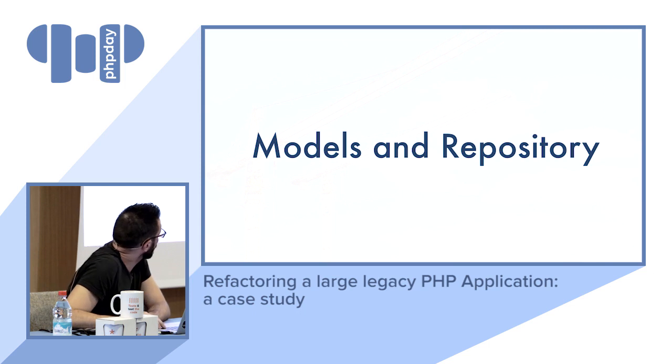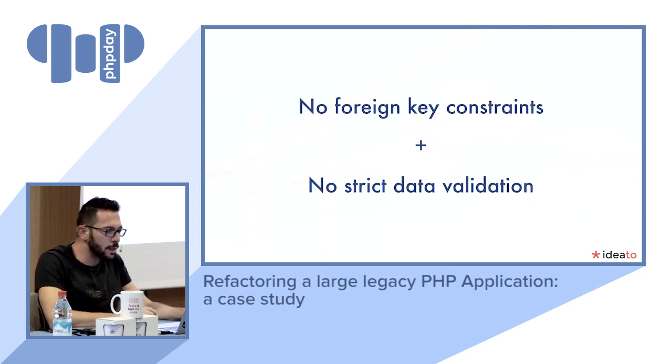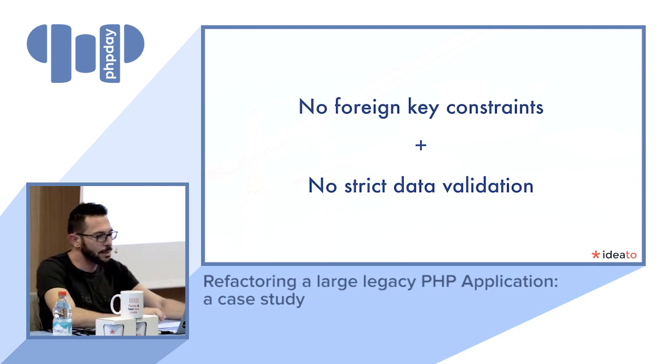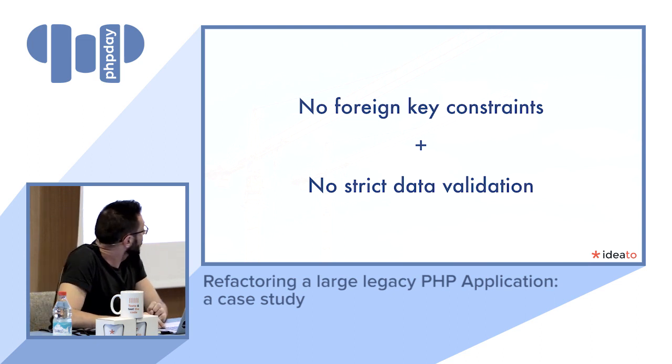Yeah, and let's talk about models and repositories. I have a question for you. What happens when you don't have foreign key constraints on your database and you don't have strict data validation? Yeah, nothing good. That was the situation.